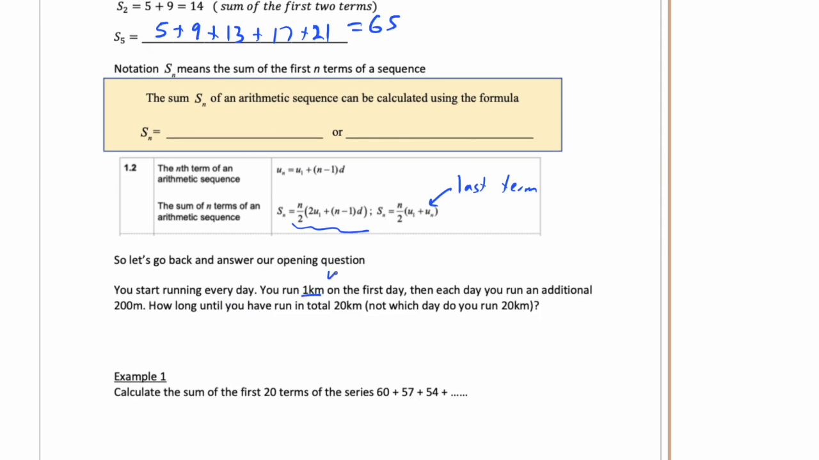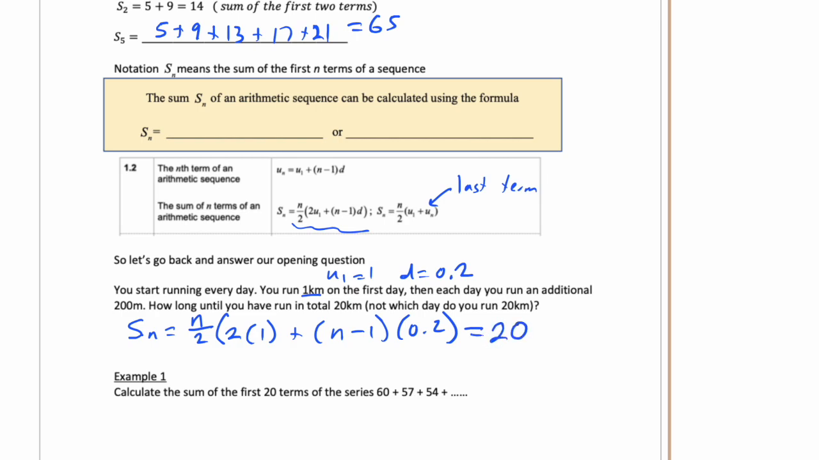So we have U1 is 1 and d is 0.2, so we can use the formula to get the sum. How long until you run 20? So Sn equals n over 2. We don't know n, that's the number of days. And then we have 2 times the first term plus n minus 1 times 0.2. And we want to know when that equals 20 kilometers. So this is the equation we want to solve.